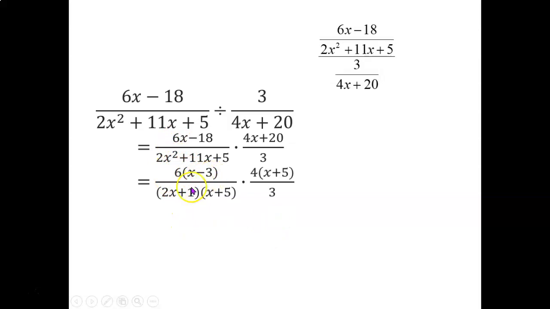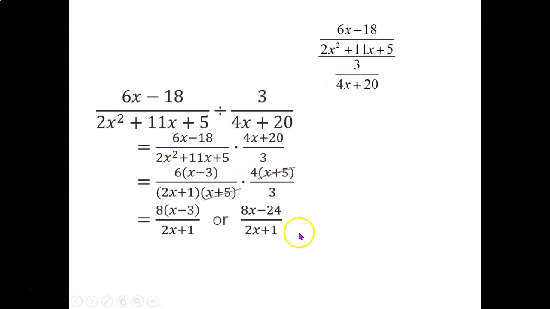6 times x minus 3 over 2x plus 1 times x plus 5. And then here we pull out the 4 times x plus 5 over 3. Now what can we cancel? I see an x plus 5 as part of the numerator and the denominator. That's going to cancel. Anything else? Well, this 3 down here, and then we got a 6 up here that would be 3 times 2. So we could divide out the 3's, and then there would be a 2 left here. So instead of 6 over 3, we would just have a 2 on top over 1.